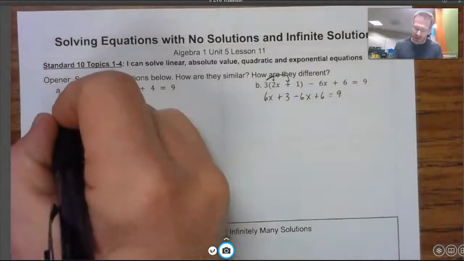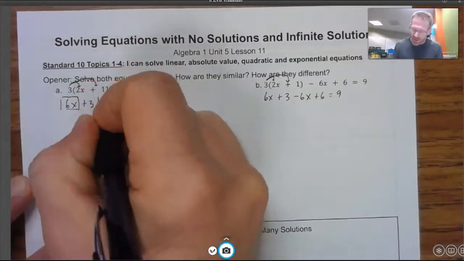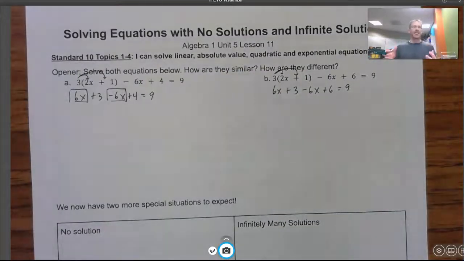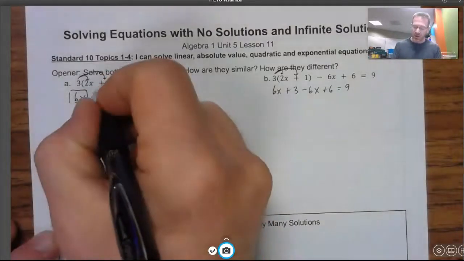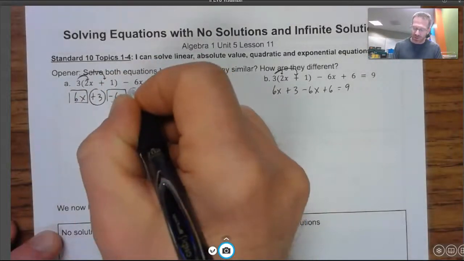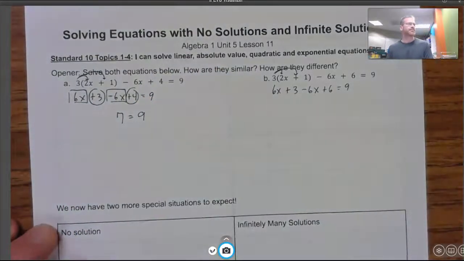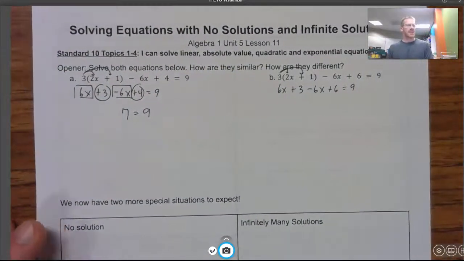When I combine like terms here, I have 6x minus 6x. Well, 6 minus 6 of anything is 0 of that something. So there's no more x's left. They're gone. So that's 0, and we don't have to write anything. But when I combine my like terms for my numbers, I have 3 plus 4, and I get 7 equals 9. Seems kind of weird.